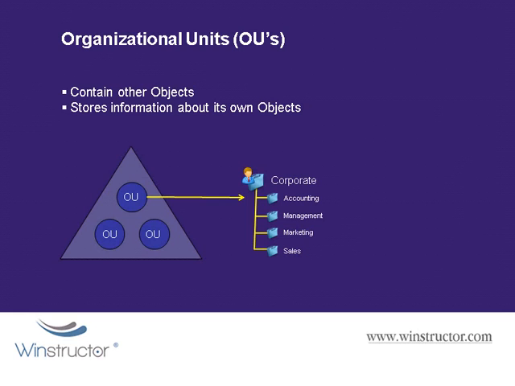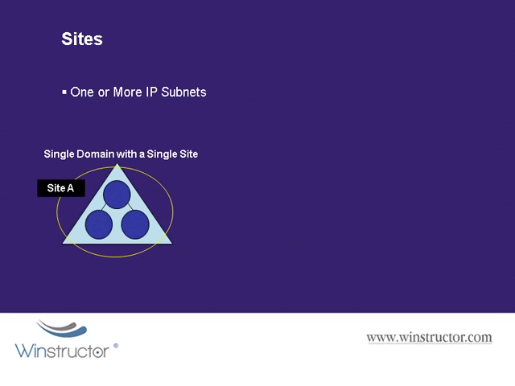So rather than assigning permissions to each OU individually, we can assign permissions at the parent OU of corporate, and all of the child OUs of accounting and management, marketing and sales will inherit the permissions of the parent. So using this structure, we can assign permissions only once.